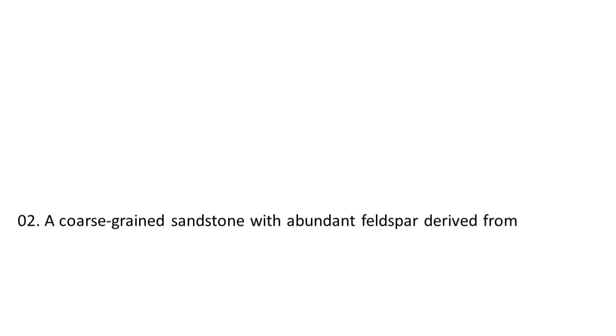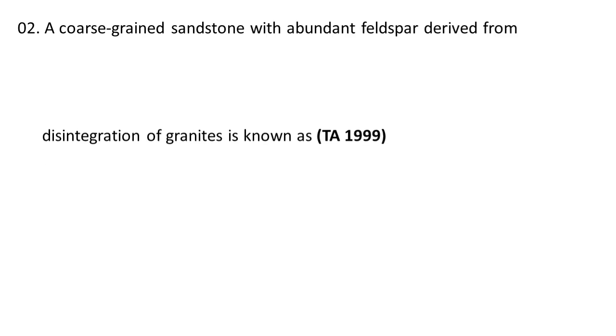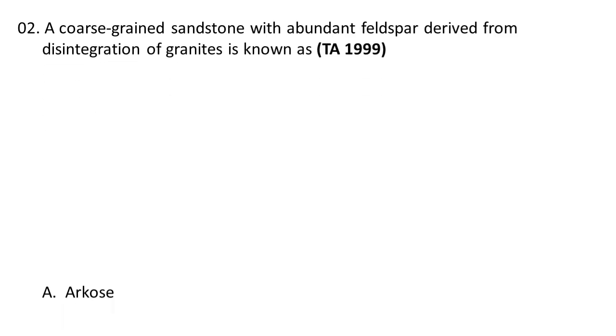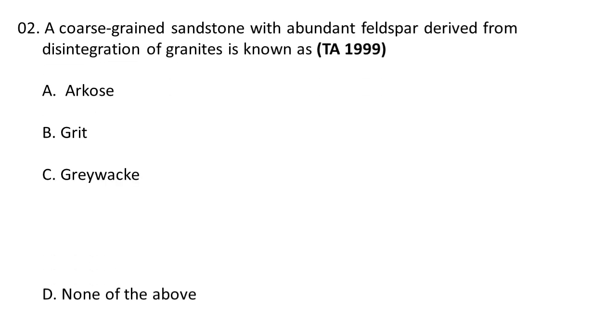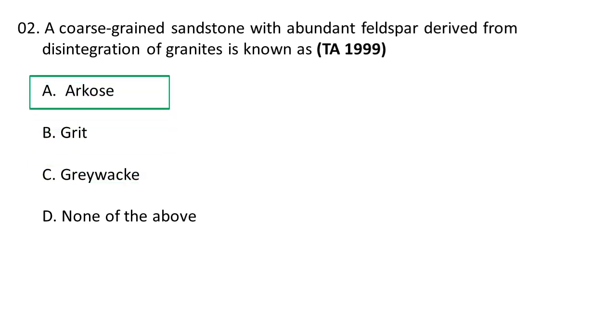Next question. A coarse grained sandstone with abundant feldspar derived from disintegration of granites is known as A. Arkose, B. Grit, C. Graywacke, D. None of the above. The correct option is A. Arkose. Arkose is a coarse grained sandstone that is rich in feldspar and is commonly derived from the disintegration of granite. A is the correct option.